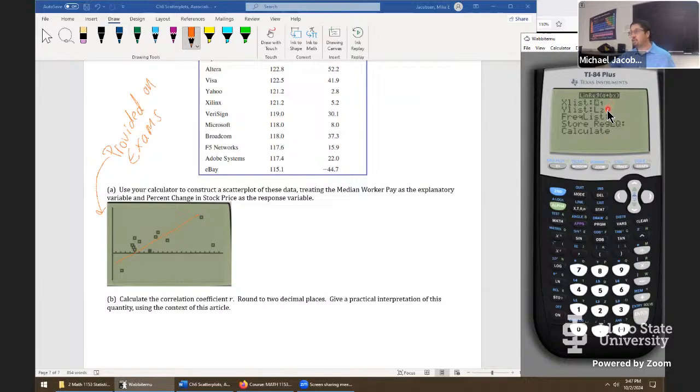List 1 for X, list 2 for Y, and everything else should be blank. So if you have anything right here, I just assume you bought a used calculator, someone did something weird there, or maybe you lent it to a kid, brother, or sister, and they were just playing with it. But just delete anything that could be there or there. Hit enter a bunch of times, and finally, you go to this screen.